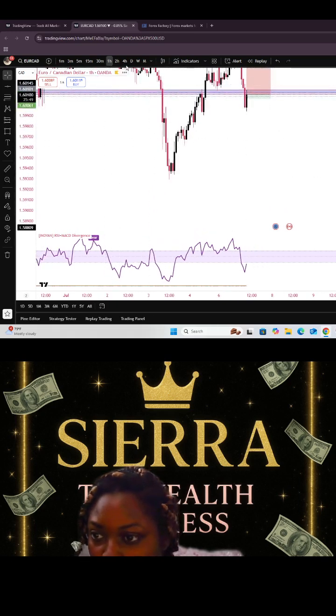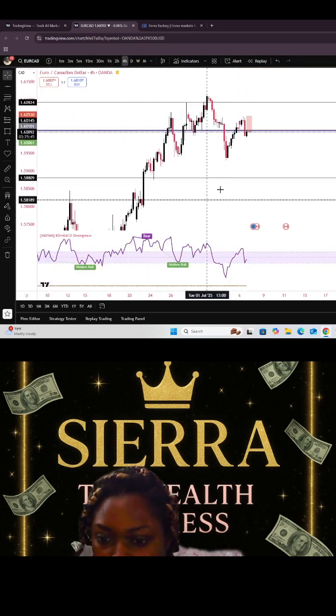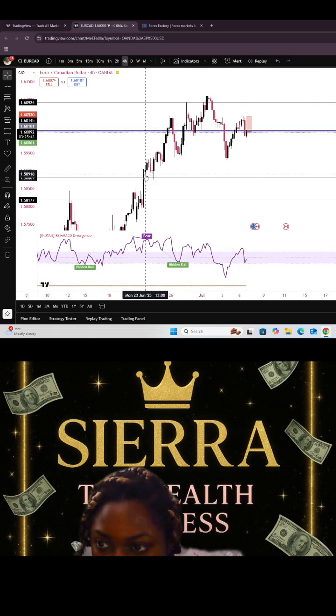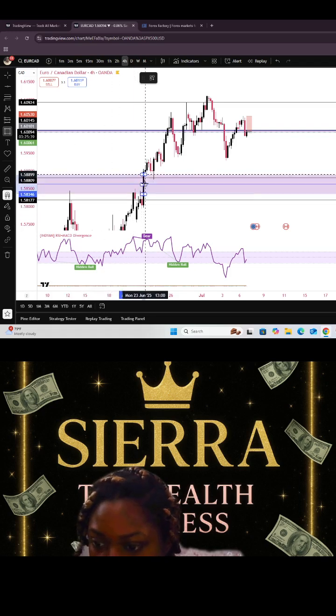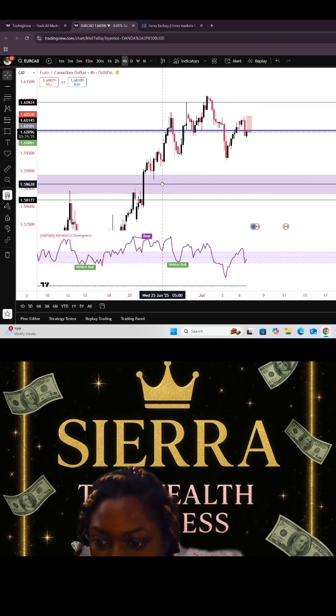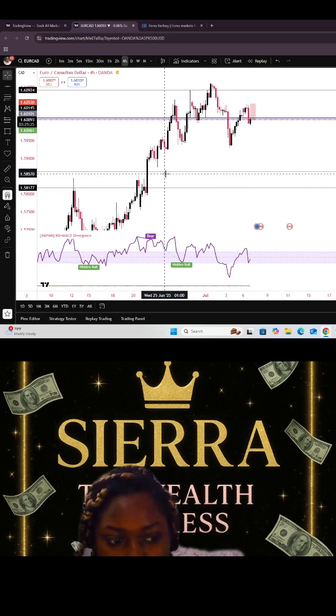And my TP, I'm not going to do here. I'm going to do it inside of this 4-hour fair value gap. So you can go to your broker and go to the 4-hour time frame and find this fair value gap right here. It shouldn't be that hard to find because it happened recently, and that's going to be our TP.